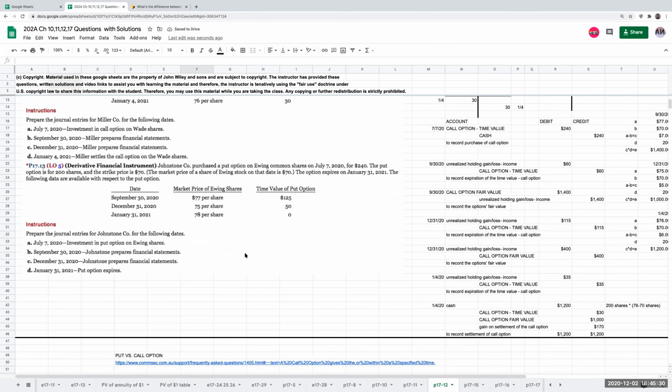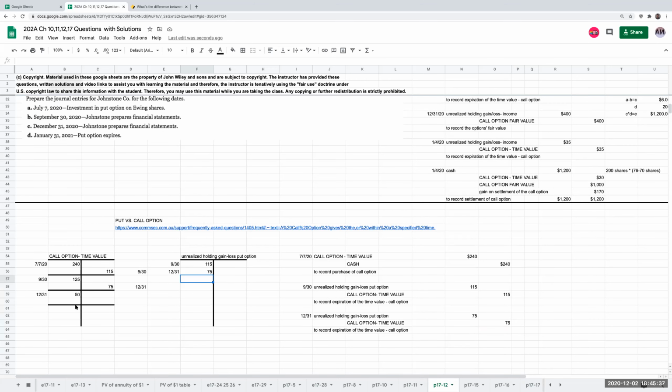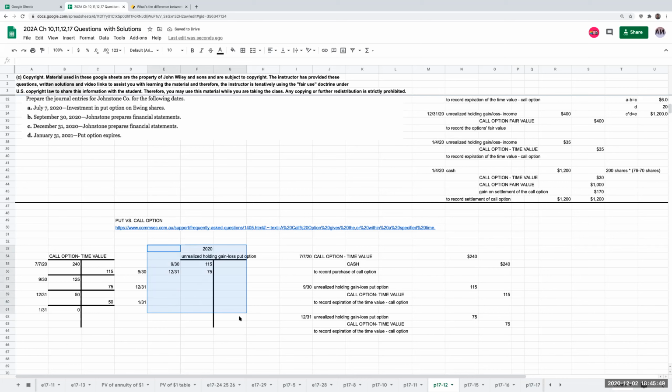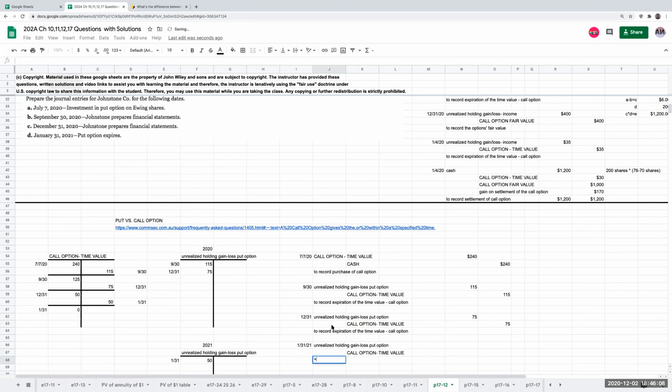And my next one over here is when it expires, right? So I didn't do anything. So the put option expires. So my last entry over here would be on 1/31. It's now at 0. So this would be 2020 for 2021. 1/31/21 would be 50. I would be doing the same entry. Again, this option has no fair value because the stock price never fell below 70.